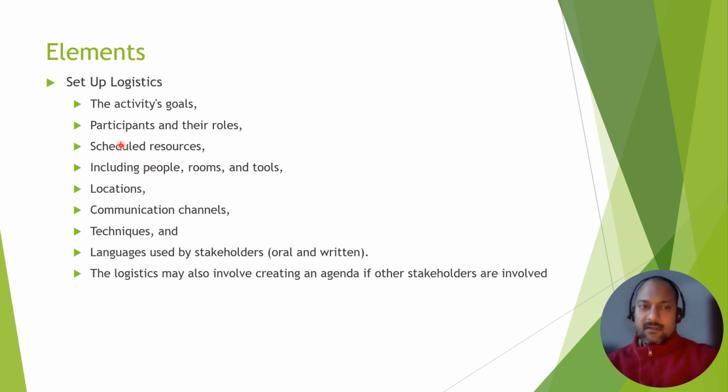Then we have a third element, that is setup logistics. So I hope you are able to relate those keywords, because in the beginning I said whatever I marked in bold, keep them as a reference. Setup logistics: the activities, goals, participants and their roles, scheduled resources, including people, rooms and the tools, the location, communication channels, the techniques, language, just related with any meeting.